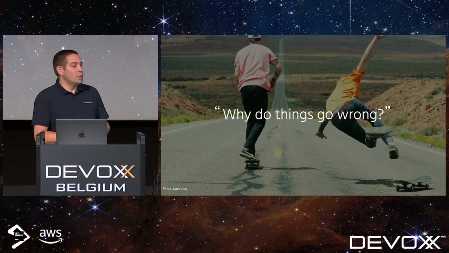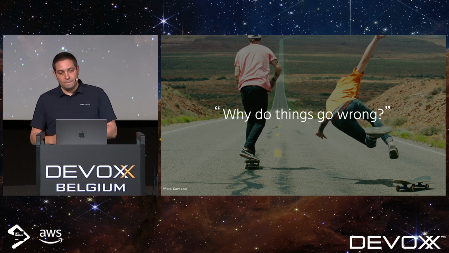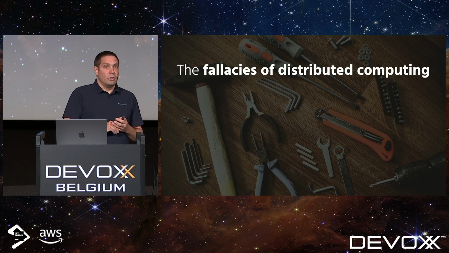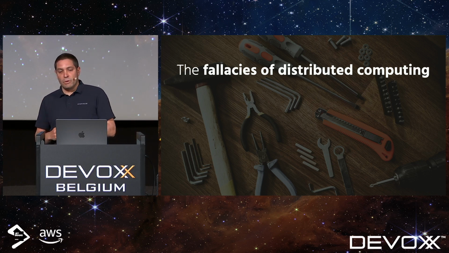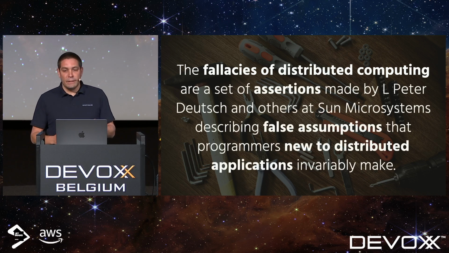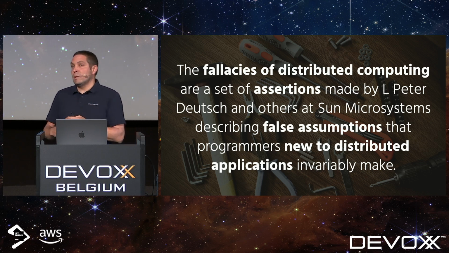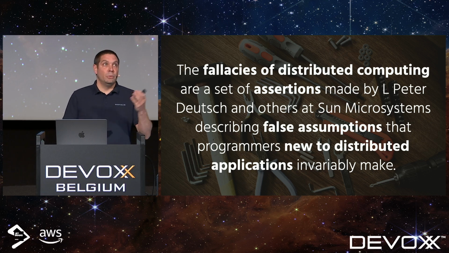So why do things go wrong if we build distributed systems that are difficult to reason about? Well, one reason is that we tend to make false assumptions about those systems. These assumptions are called the fallacies of distributed computing. So they're things that we tend to get wrong about distributed computing. And these were made by a couple of smart people at Sun Microsystems a while ago, and they're describing false assumptions that people who are new to distributed systems typically make. Me included, and you included probably as well.